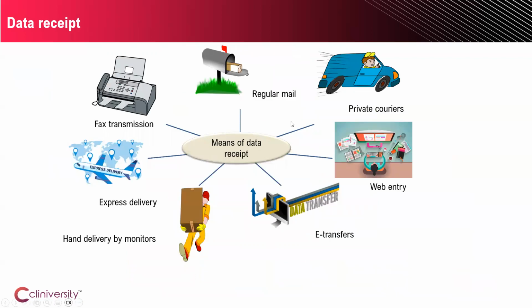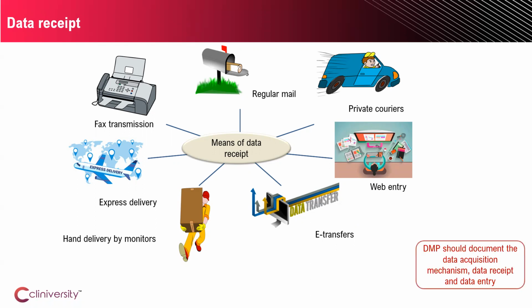Data receipt. Now, the data receipt process will vary across the clinical industry. Data could be received through fax transmission, regular emails, express delivery, which has a tracking mechanism, or private couriers. It could be hand delivered by the monitors. There could be an electronic web-based entry, or other electronic means such as SFTP, through which the data can be transferred. Regardless of the data acquisition mechanism, the process by which the data are received, confirmed as received, and made available for data entry should be documented in the DMP.